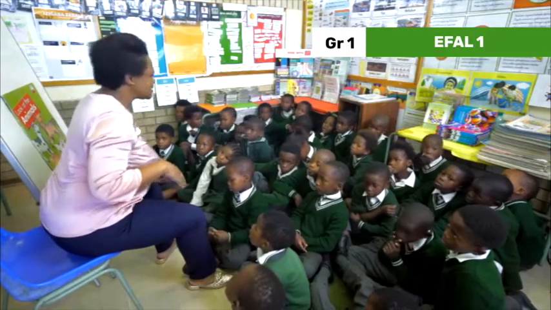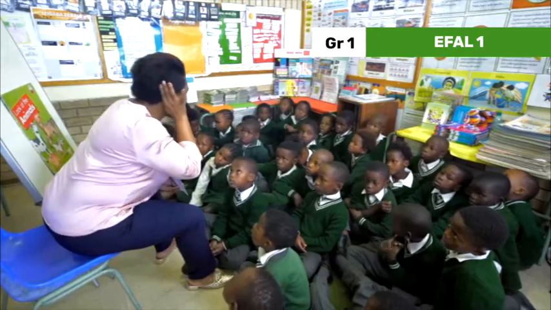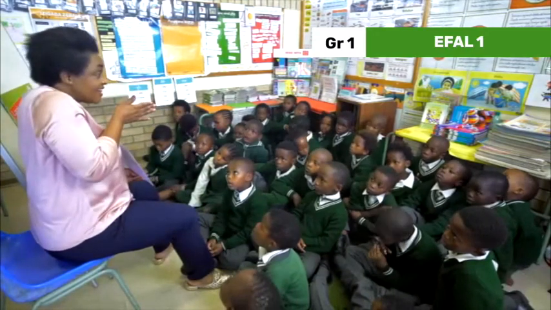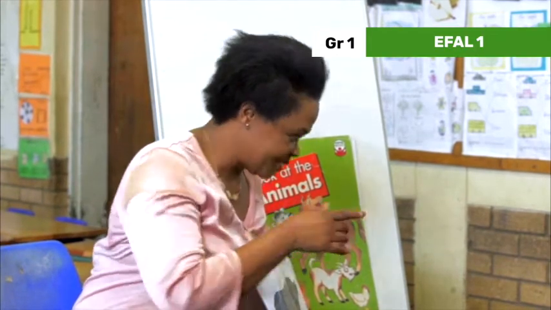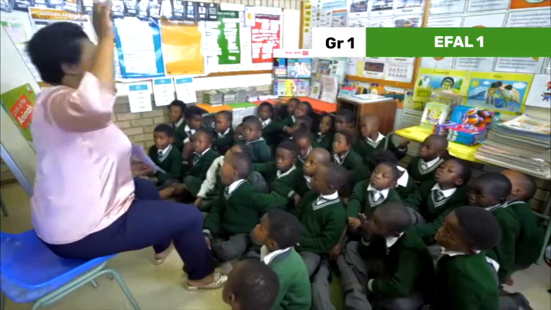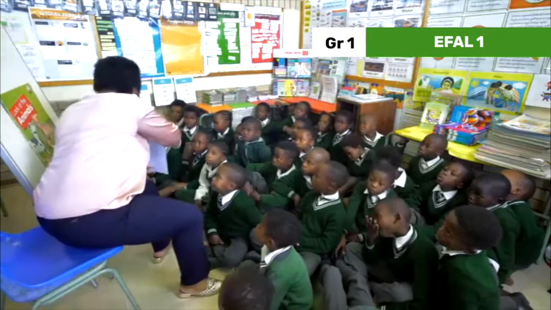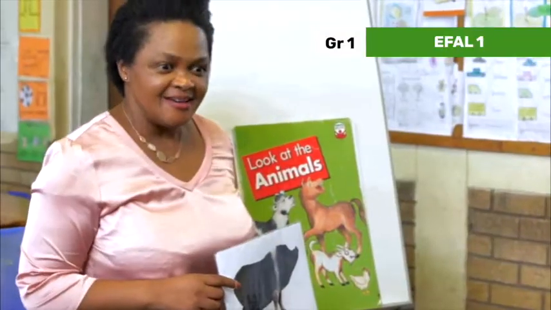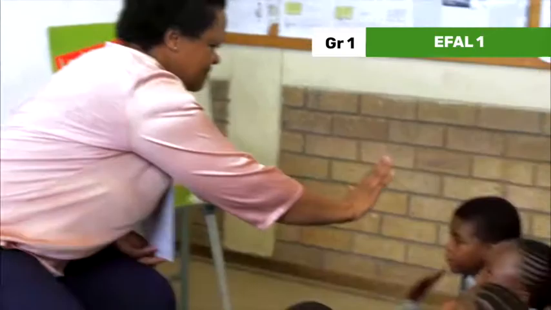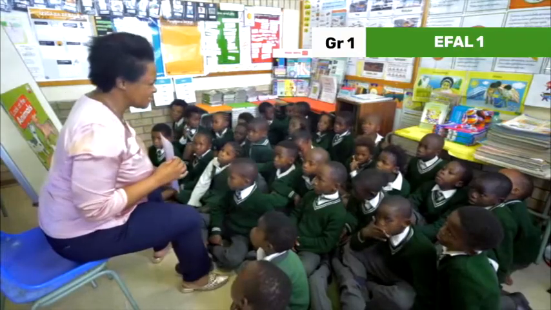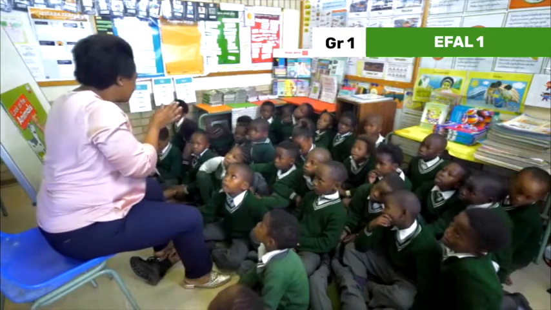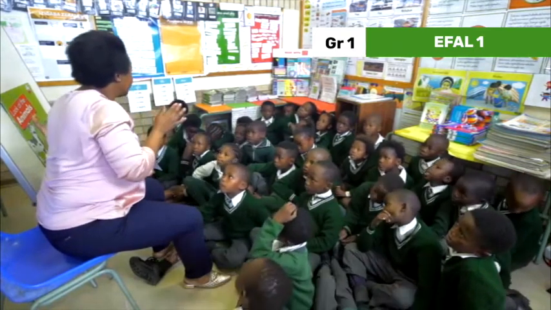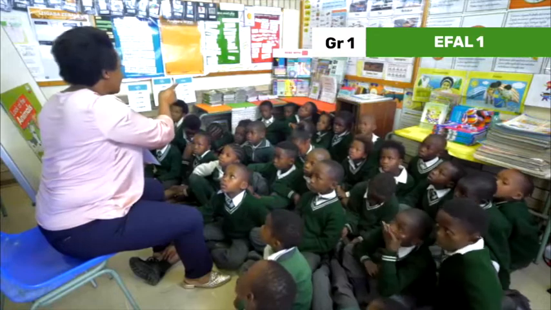Okay. Pig. What's the sound that we hear in the middle of the word pig? You want to try? E. E. Okay. Pig. What's the sound that we hear in the middle? E. E. Yes. Right? Pig.